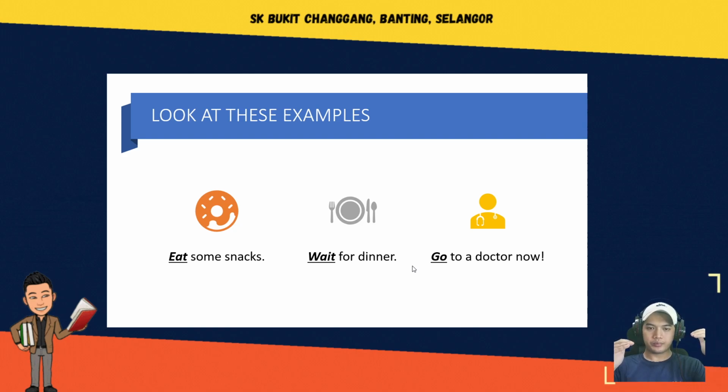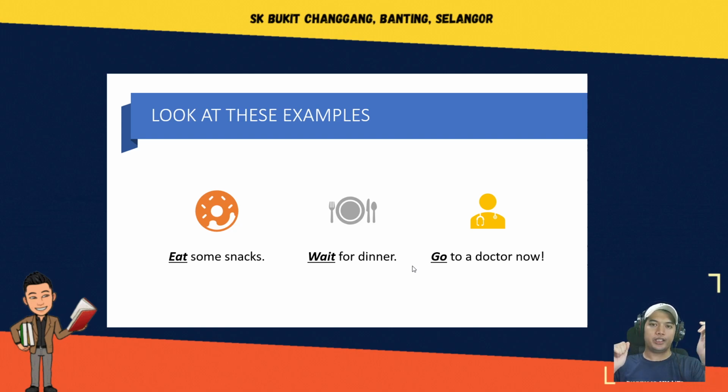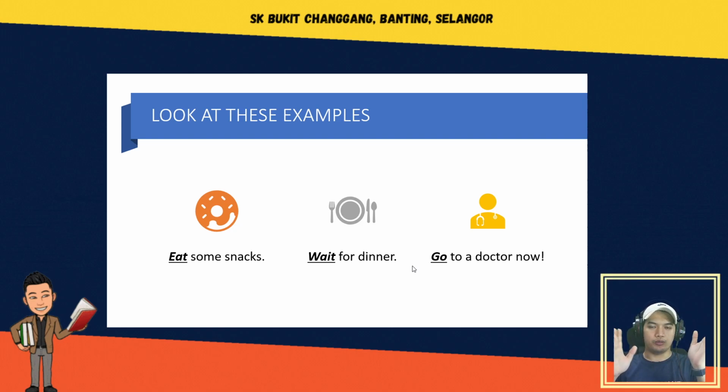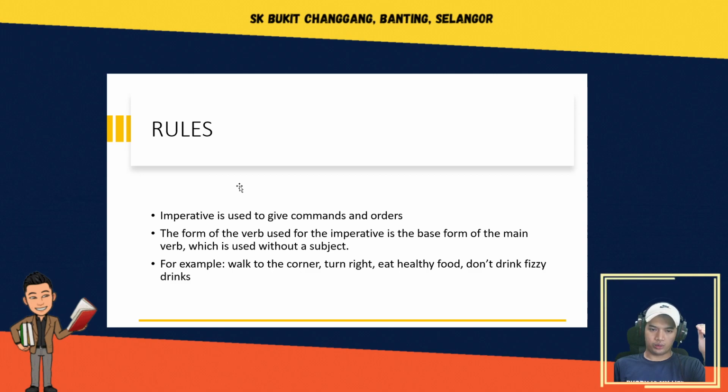Okay, so, imperative, normally we start imperative at the beginning of the sentence. Maksudnya, mula-mula ayat. For example, do your homework. Maksudnya, do is imperative, which means kata arahan. Right. Next one. Okay, let's look at the rules. Number one, imperative is used to give commands and orders. Macam saya cakap tadi, untuk memberi arahan ataupun suruhan, itu adalah imperative.